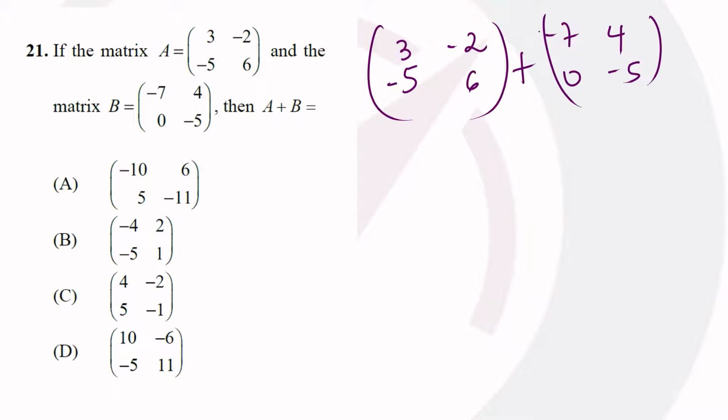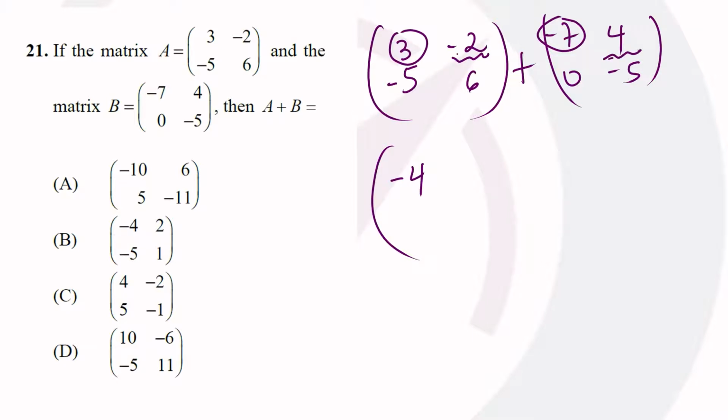Alright, so how do we get our answer now? We add whatever is in row 1, column 1 to whatever is in row 1, column 1 of the next matrix. So let's look at 3 plus negative 7 gives us negative 4. So that goes in the row 1, column 1 position. Now let's look at it now. Negative 2 is in row 1, column 2. So we're going to add it to the element in B that is also row 1, column 2.